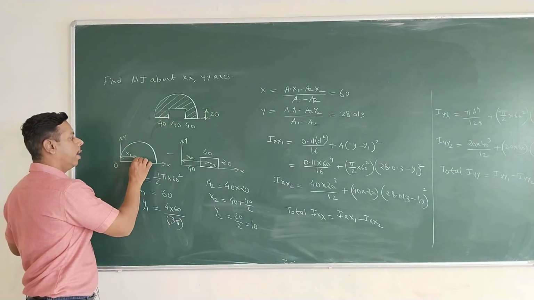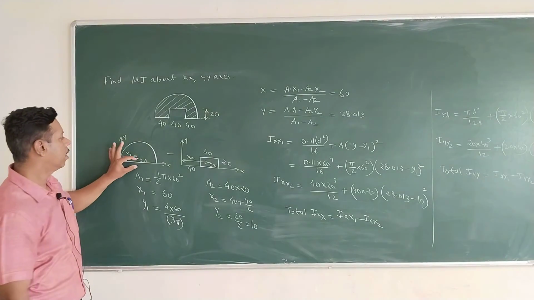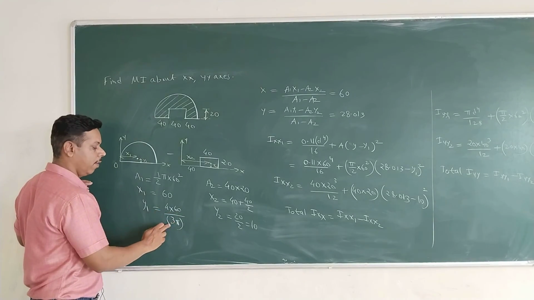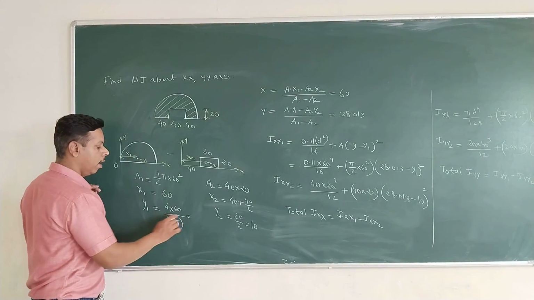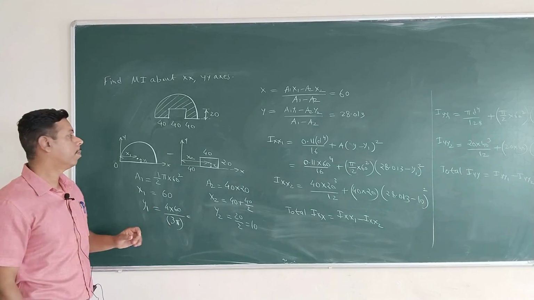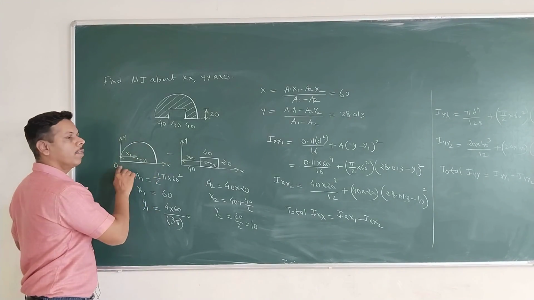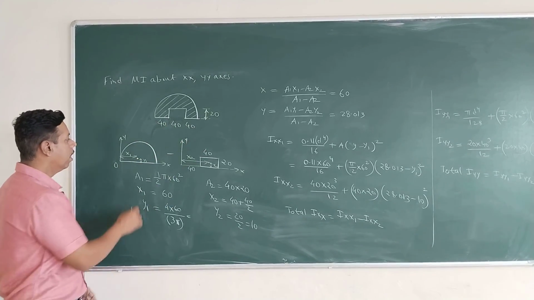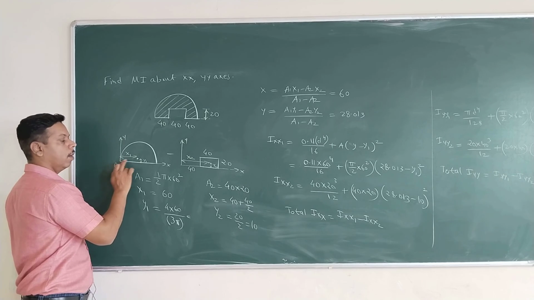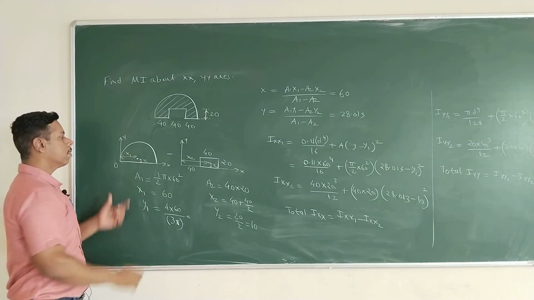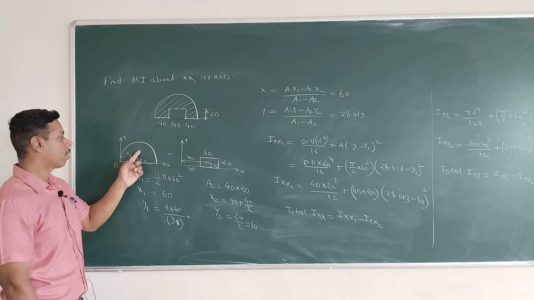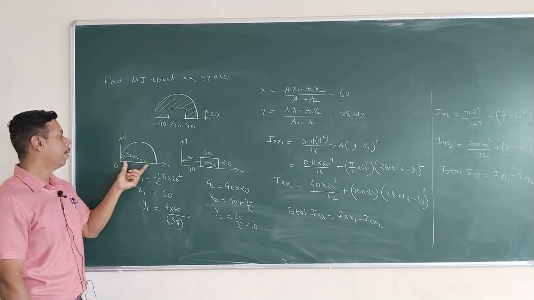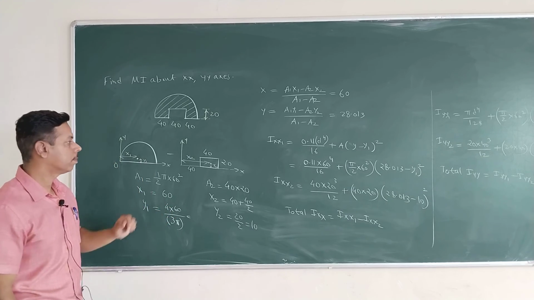Okay, so the center of the semicircle is near the base, at a small distance of 4r by 3 pi. That is 4 times the radius 60 divided by 3 pi. While calculating, take a bracket for 3 pi, otherwise the answer will be wrong. The area of this semicircle is 1/2 pi r square, where r is 60 because the diameter is 120. The distance of the centroid from the origin is x1 horizontally and y1 vertically. We discussed y1. x1 will be the diameter divided by 2, that is the radius, 60.